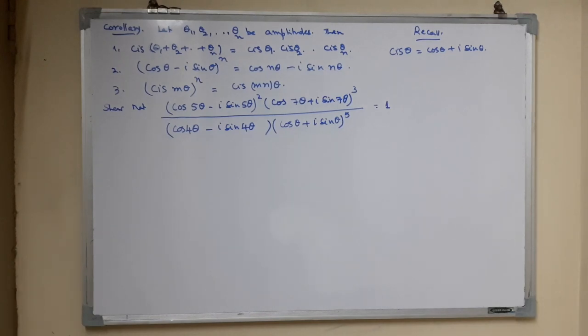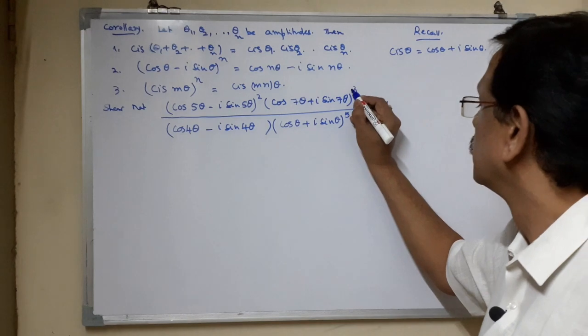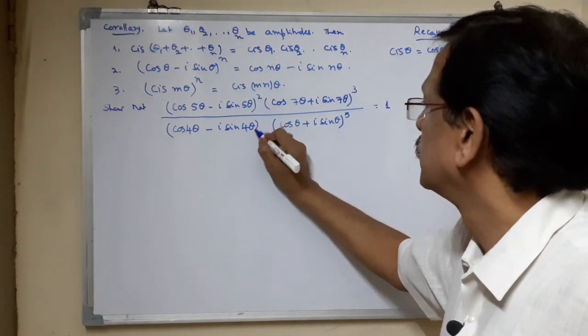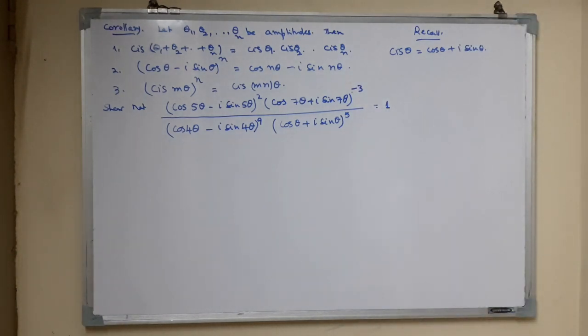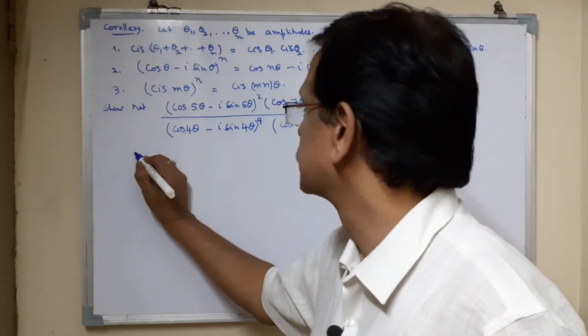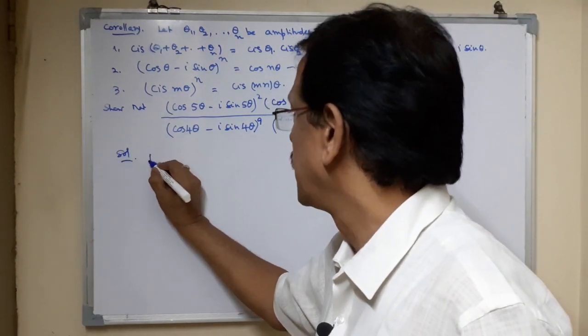A very simple application of De Moivre's theorem. Let us see how we can evaluate it. The powers here are 2, 3, 9 and 5. Let us see this. I simply apply it like this. The solution is, I take the LHS.